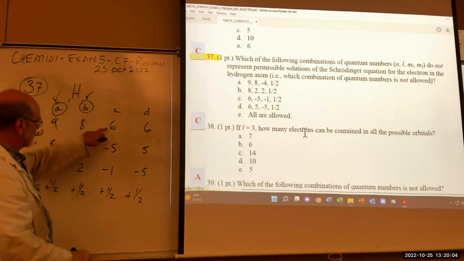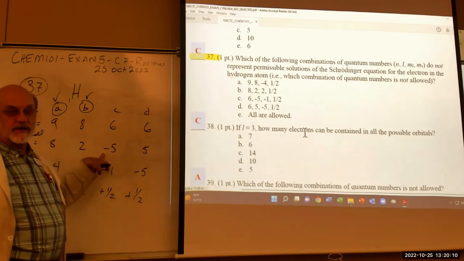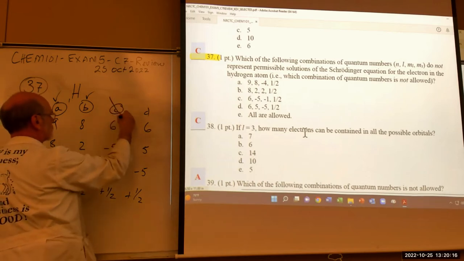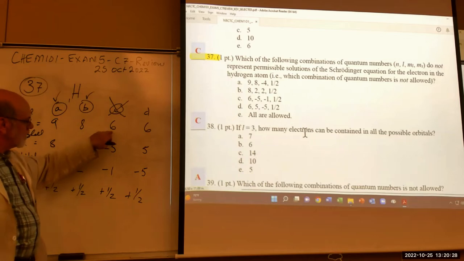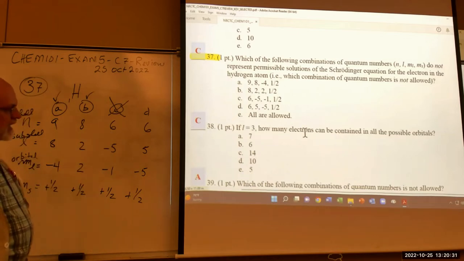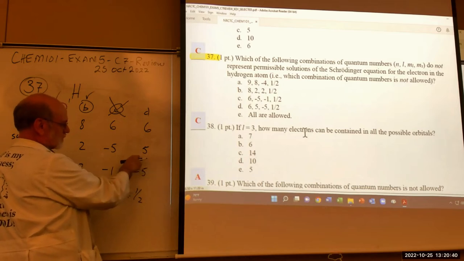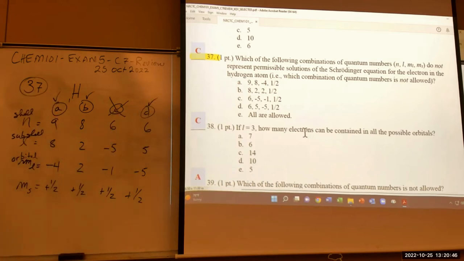How about this one? 6. And can this one be minus 5? No, these are only positive numbers. 0, 1, 2, 3, 4, 5. Okay. So this one is wrong. All right. So we eliminated E and we found the one which the following combinations do not represent. So this one does not represent. And since we eliminated E, we can stop there. Or we can check ourselves. Like N minus 1, that's true. Minus 5, yep. Minus 5 to plus 5. Yep, that one's true. So C is the answer. That one's not permitted.